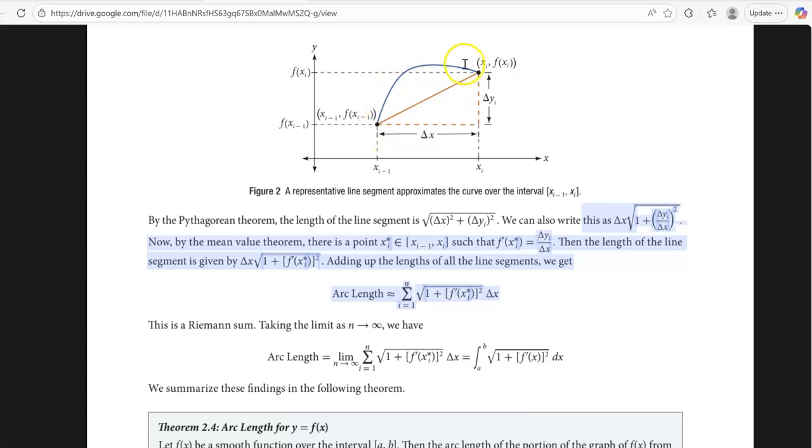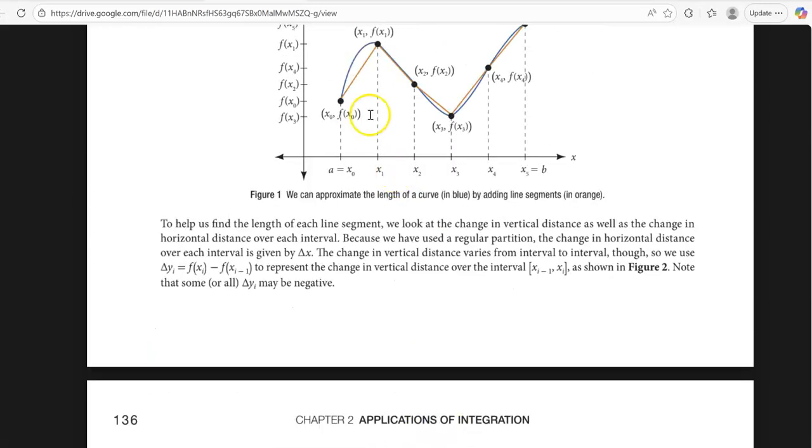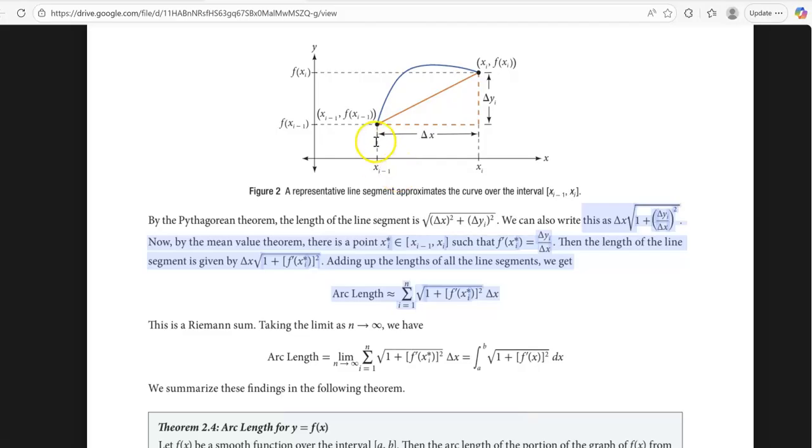So if I were to zoom in on that first section that we were talking about, between these two x values, this distance we could call delta x, and the distance in the y's we could call delta y. The Pythagorean theorem would be delta x squared plus delta y squared would give us that length squared. And if I take the square root of that, I'll figure out what that hypotenuse would be.